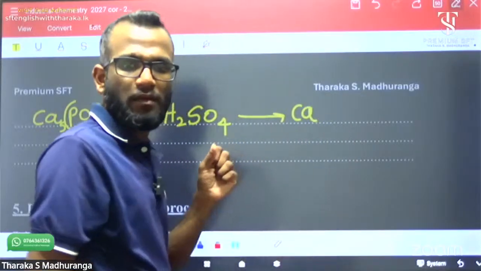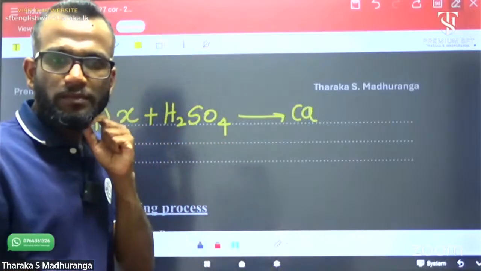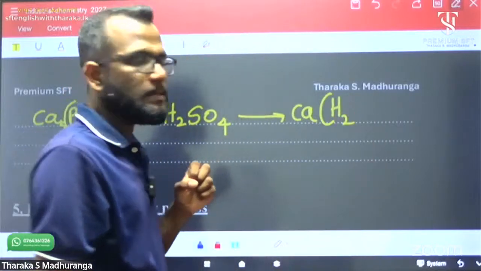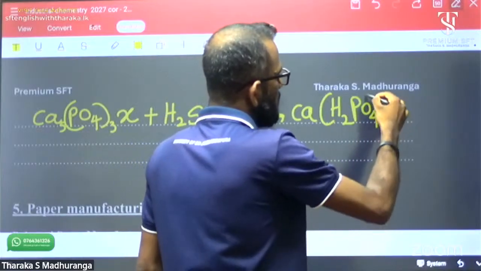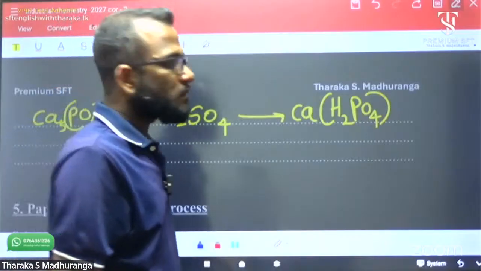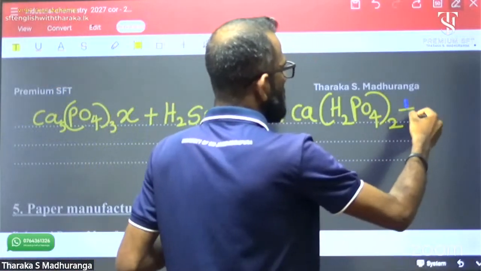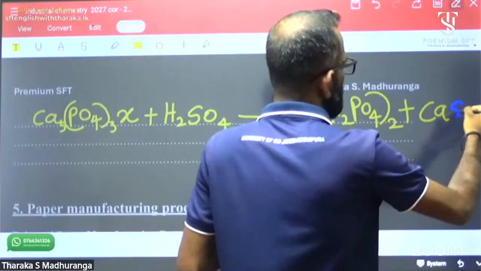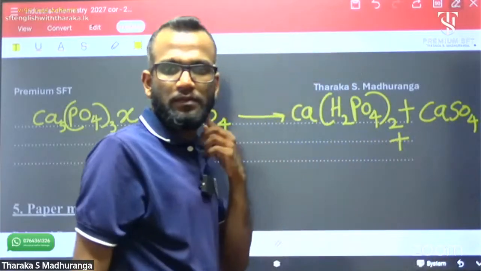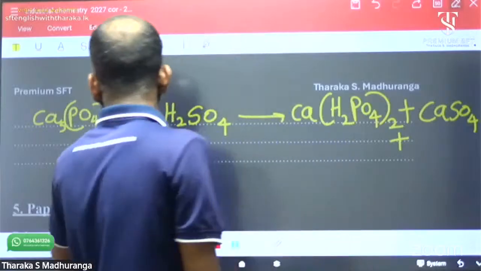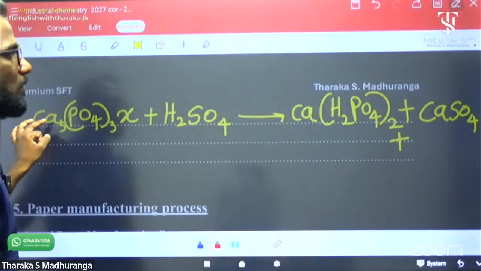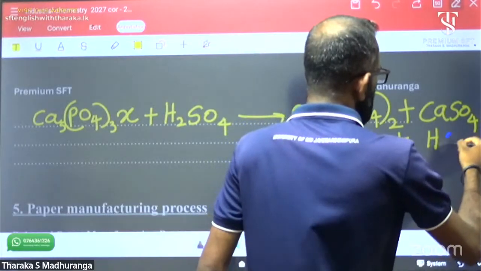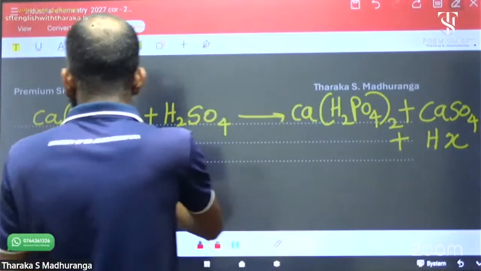Calcium sulfate, calcium sulfate, and HX. Let's balance this.